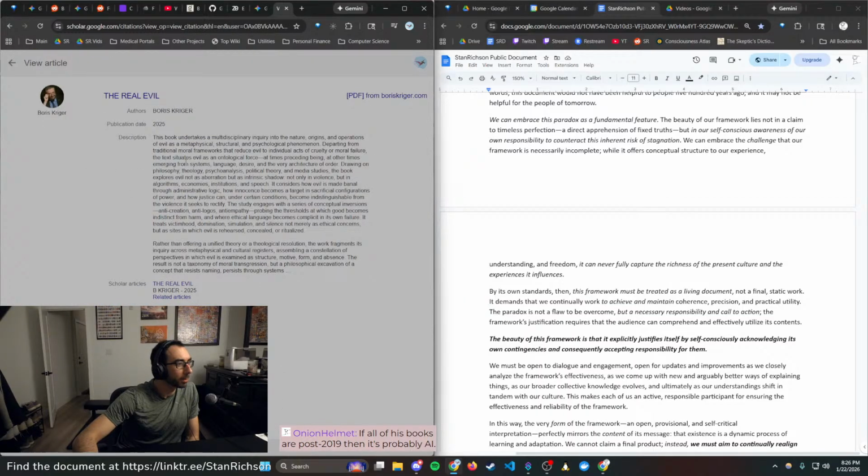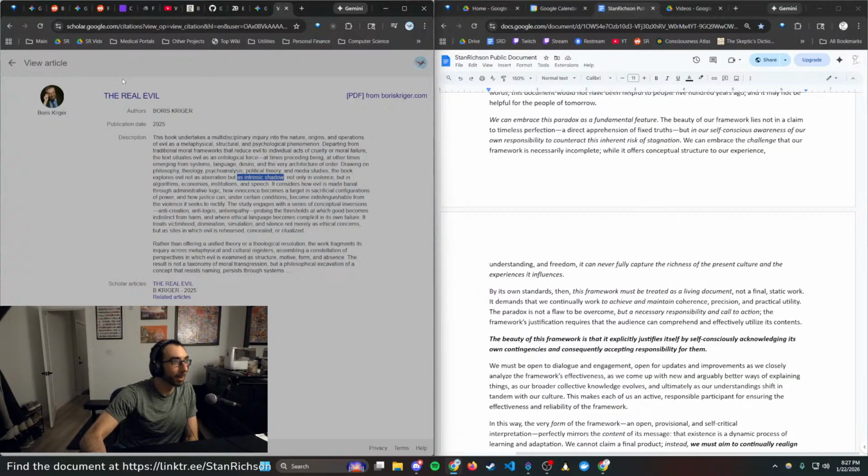The real evil. This book undertakes a multidisciplinary inquiry into the nature, origins, and operations of evil as a metaphysical, structural, and psychological phenomenon, departing from traditional moral frameworks that reduce evil to individual acts of cruelty or moral failure. The text situates evil as an ontological force, at times preceding being, at other times emerging from systems, language, desire, and the very architecture of order. Oh my gosh. As an intrinsic shadow.